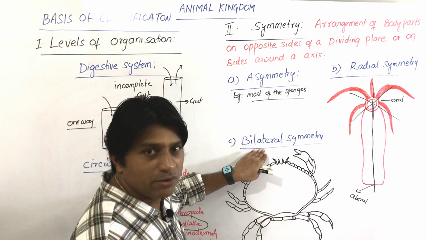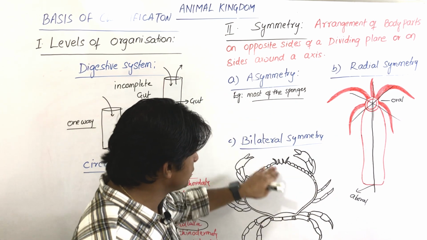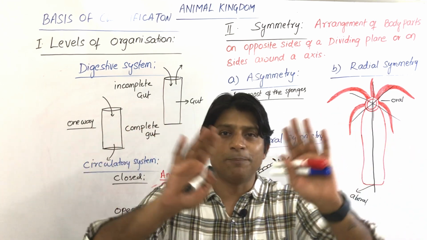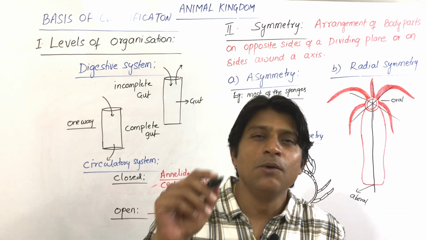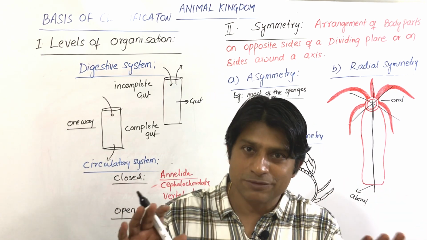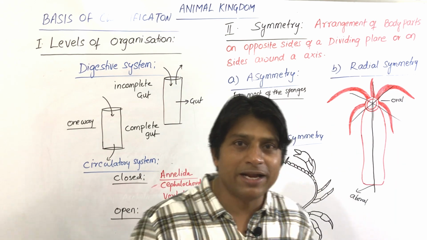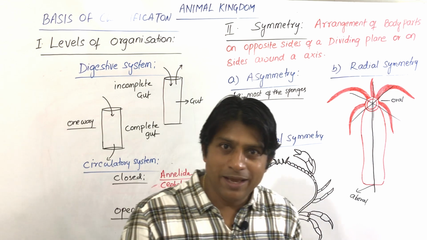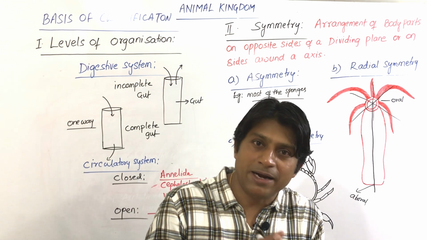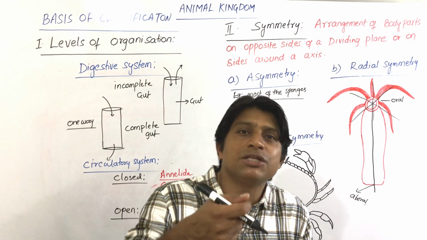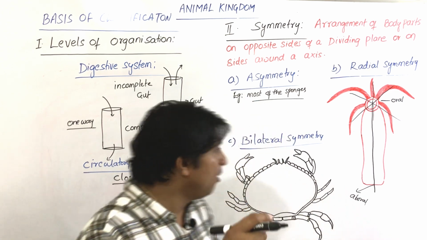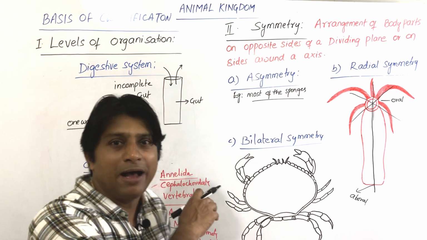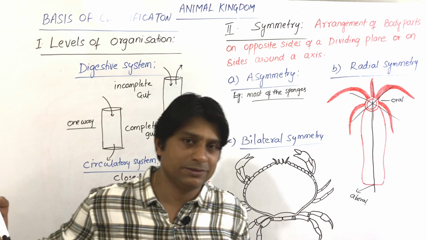Next, bilateral symmetry. All bilaterally symmetrical animals are triploblastic. All triploblastic animals will exhibit bilateral symmetry with one or two exceptions, but in general, all triploblastic animals exhibit bilateral symmetry. Next, among the animals with symmetry, which is the most advanced symmetry? Bilaterally symmetrical animals are more advanced compared to animals of any other symmetry.